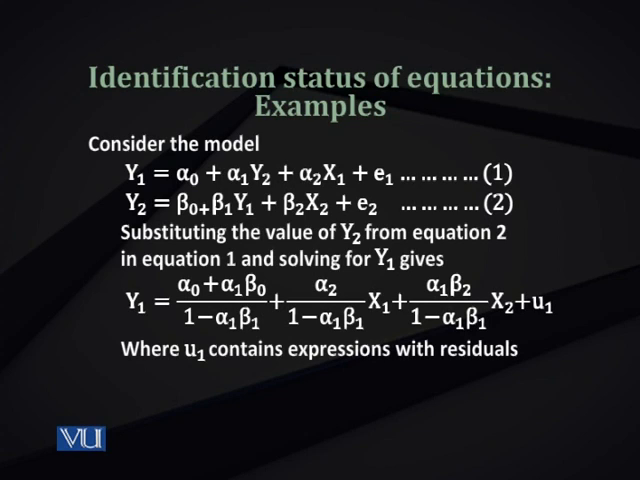Then we transform the term which contains y1 to the left hand side, so we have y1 only on the left hand side. The resultant equation is y1 equals alpha naught plus alpha 1 beta naught divided by 1 minus alpha 1 beta 1, plus so on. So you can see that in this way we have expressed y1 in terms of x1 and x2 only.